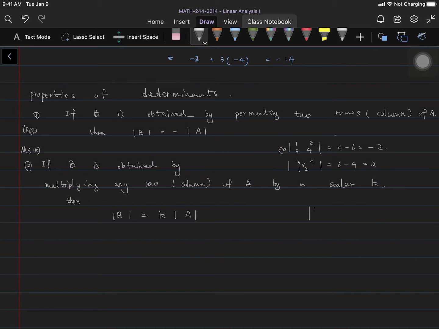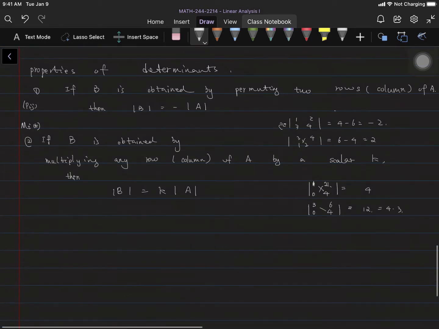It's like 1, 2, 0, 4. Let's take a look at this determinant, which is just 4. But if we multiply the first row by the number 3, so 3, 6, and still the same 0, 4. So this is a scalar 3 times row 1. The determinant is 12, which is 4 times 3, right?